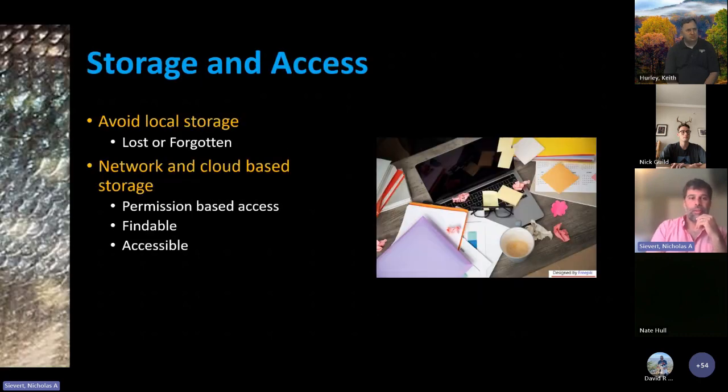Obviously, we want to encourage people to avoid local storage. You don't want your information being lost or forgotten. There's a lot of great options for network and cloud-based storage. The benefits of those are they can have permission-based access. They're a lot easier to find. They're much less likely to be lost. And they can be accessible to a number of people simultaneously. You don't have to go to one person to get a copy of the file or whatever.